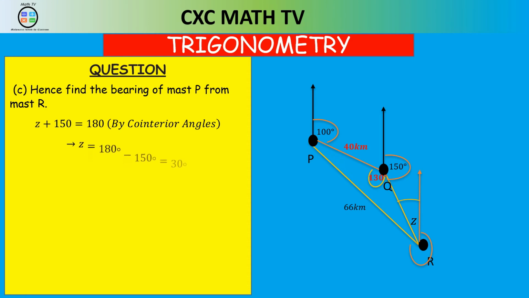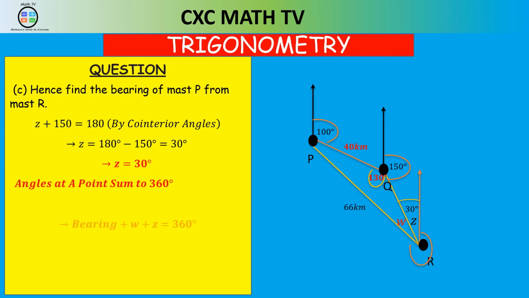Now look at that. Co-interior angles again sum to 180. So we know that the 150 plus Z is going to be 180, and so Z works out to be 30 degrees. And then we know that angles at a point sum to 360. And so that would mean that the bearing plus W plus Z equal 360, because angles at a point sum to 360. Beautiful. So now, what we do know is we can use the sine rule to find the angle W, because that's the only way we can find the angle W. We need the angle W so we can find the bearing.